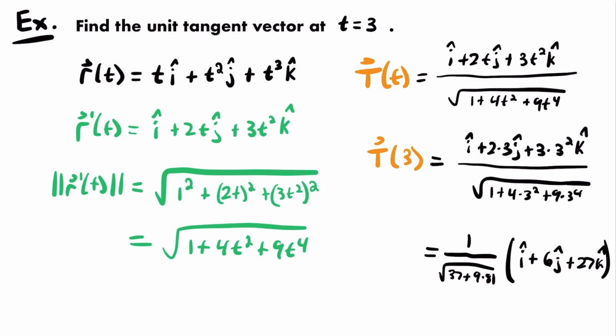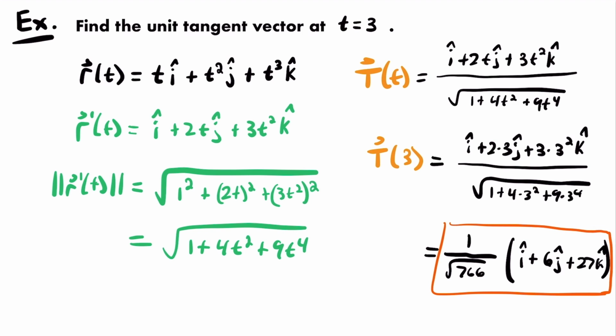So 729 plus 37 gives you 766. And the square root of 766 does not reduce at all, so you can just leave it the way it is. I'm just going to rewrite it right here rather than rewrite the entire vector again. So we'll just have the square root of 766. And that right there is the final answer to this example. That is the unit tangent vector at t equals 3 for this vector function. Okay, it's the tangent vector at that specific value of t that has a length of 1.